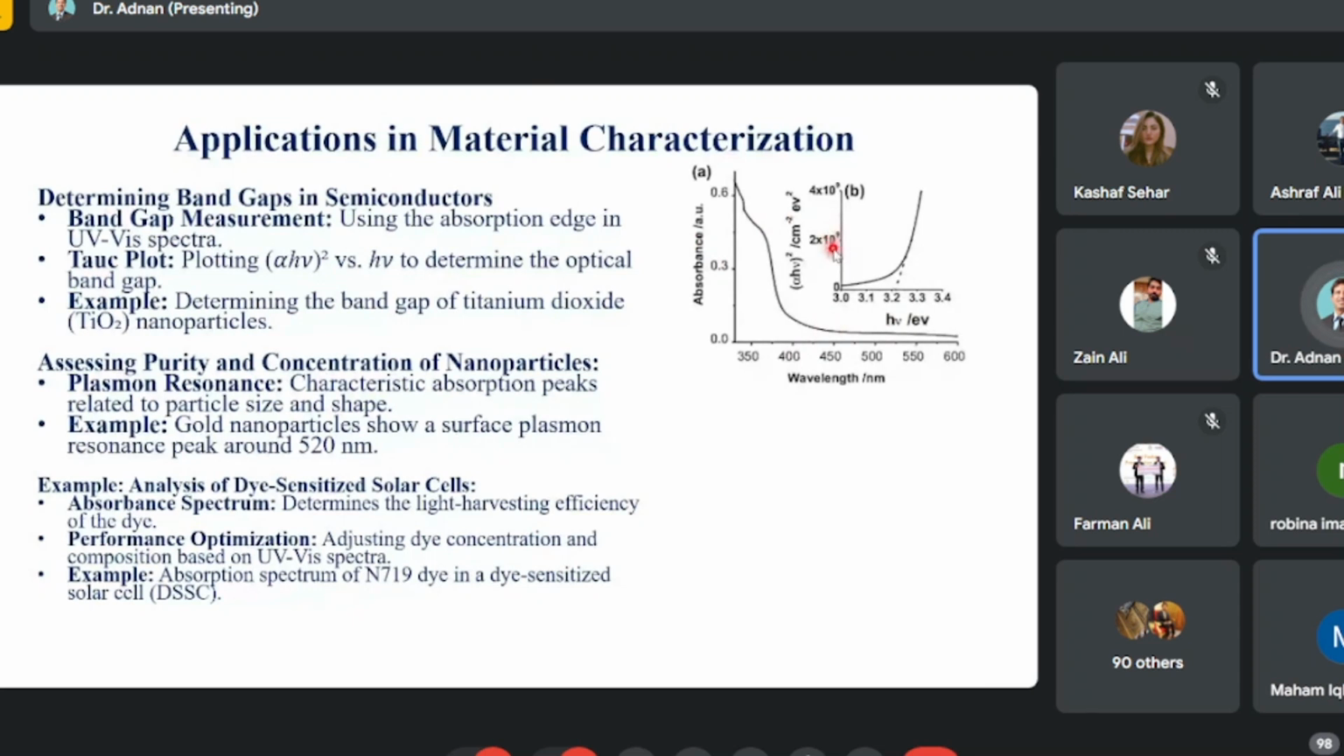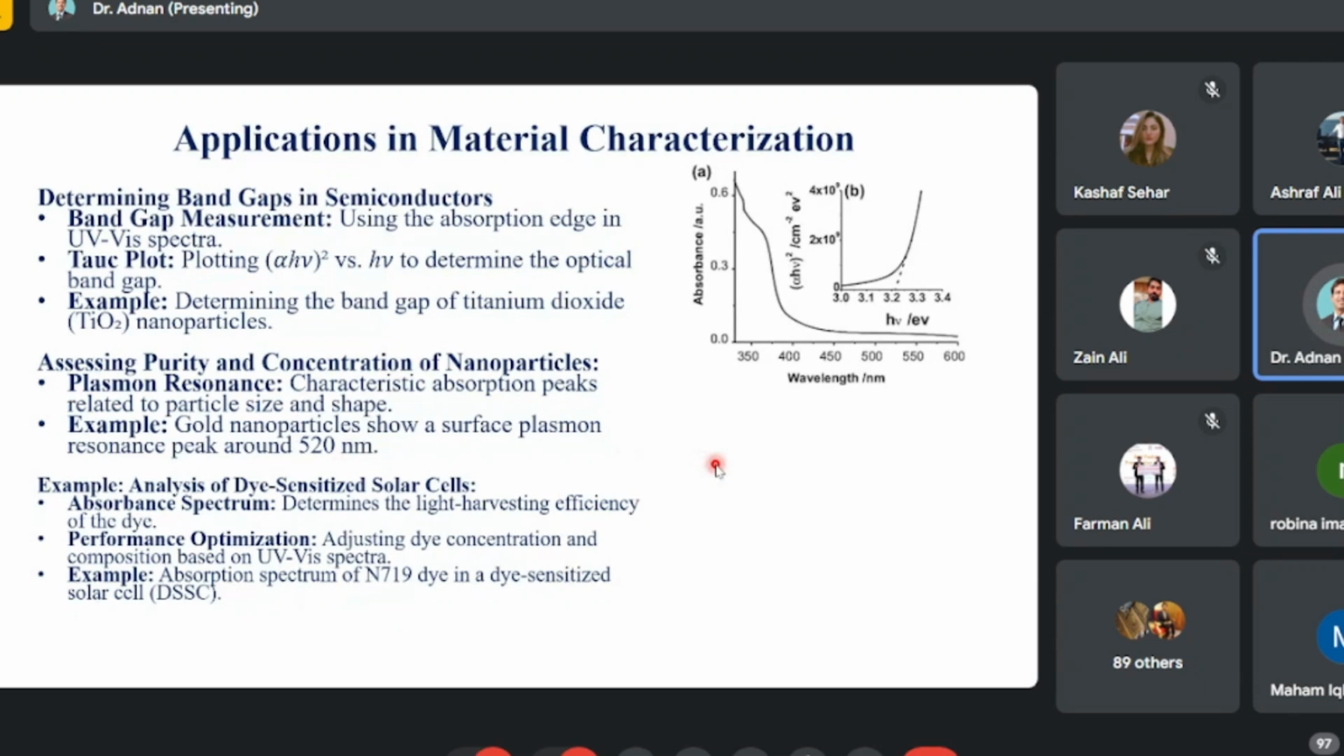You can also assess the purity and concentration of nanoparticles, for example, plasmon resonance for determination of gold nanoparticles, which can be determined at 20 nanometers. Sorry, I haven't inserted any example for this. You can find out on internet.